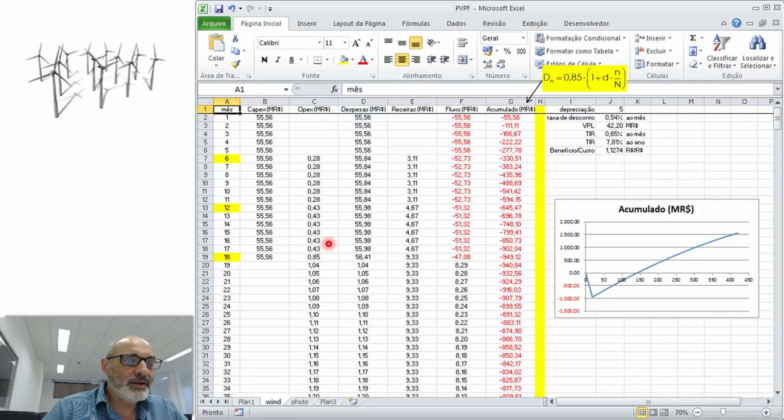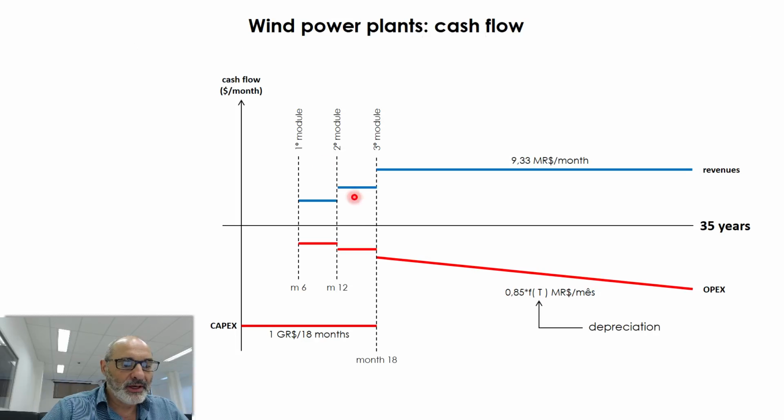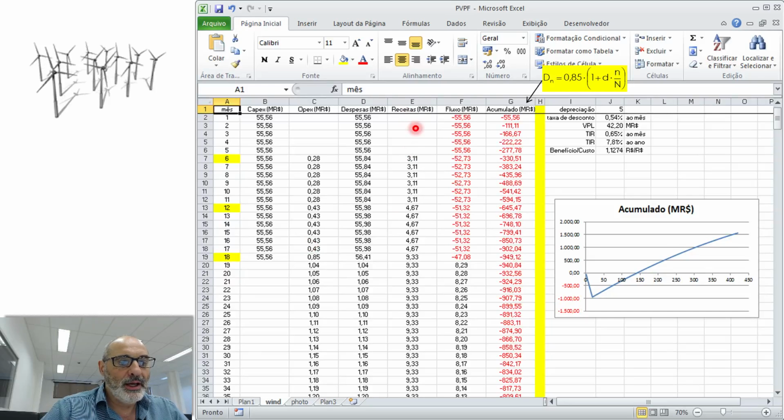The operation cost is written here. The first third, the second third, and the third here. Those are the expenses. So this column here actually, oops, sorry, represents this curve here, and the revenues. And this is the sum of all these cells actually. And here's the accumulated cash flow, which is represented here.